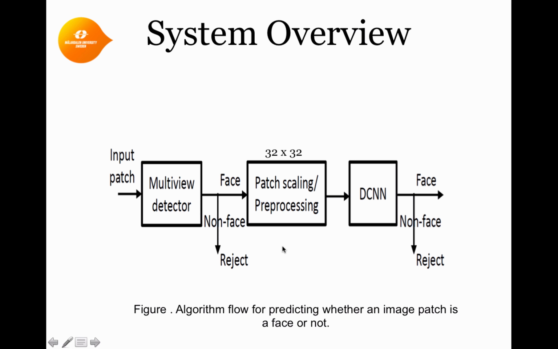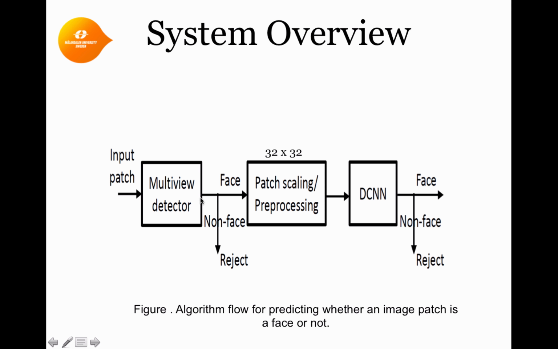This is the overall system overview. The author used a multitask DCNN to build a post filter for a boosting-based multi-view face detector. The overall flow for predicting whether a given region of interest, or image patch, is a face or not is shown in this figure. The image patch first passes through a cascade-based multi-view face detector. If the decision is true, they scale the patch to 32 by 32 pixels and perform pre-processing for the patch. It is then sent to a DCNN for the final decision.